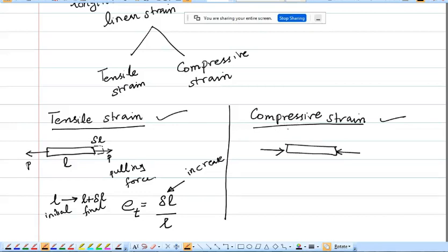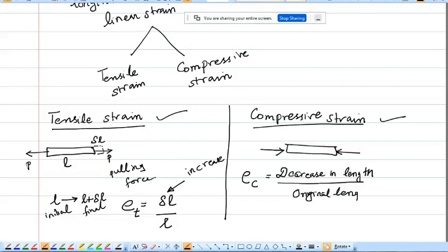Now, compressive strain. The compressive strain is defined as the ratio of decrease in length to the original length. I am subjecting a body to two equal and opposite compressive forces P. Initially, the body length was L. After the application of the force, the body changes to this position.